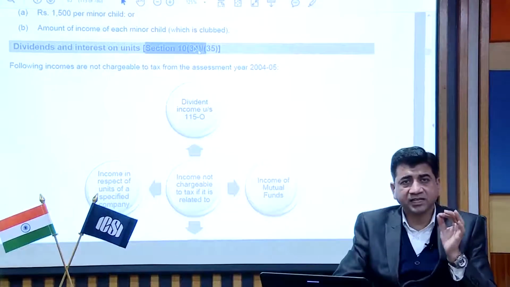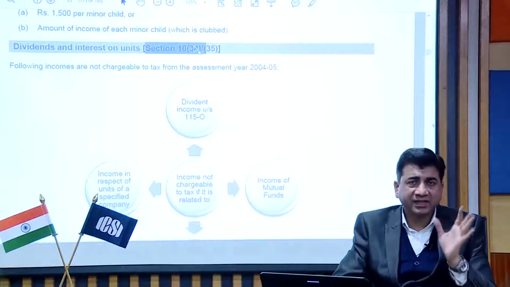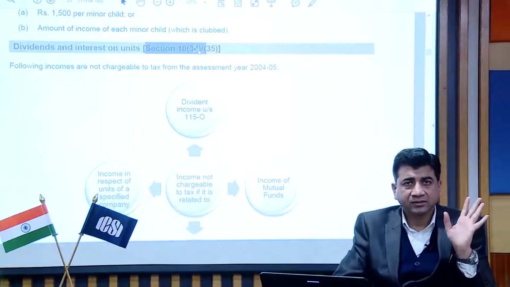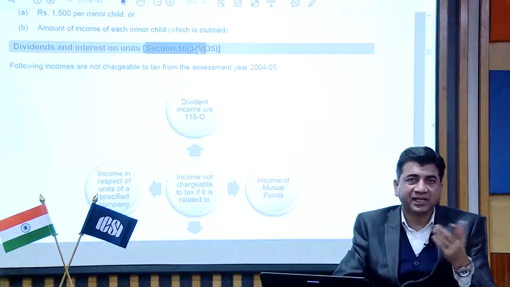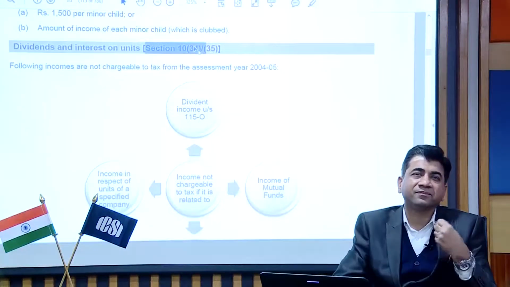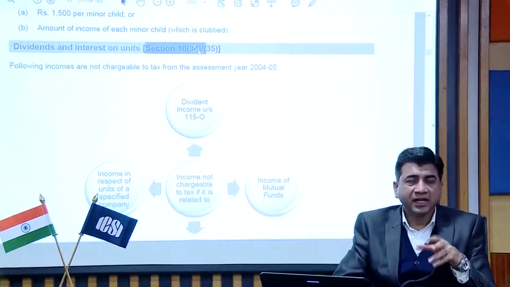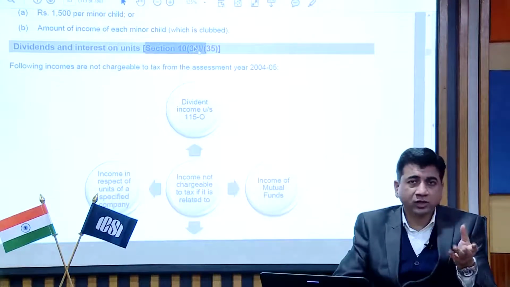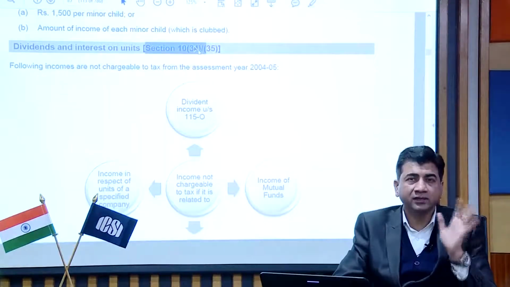Dividend from a domestic company in excess of 10 lakhs is taxable in the hands of recipient at the rate of 10%. And where 115BBDA is applicable, 10(34) is not applicable. Mind you, 115BBDA is not applicable for 2(22)(e), that's deemed dividend. To cut the long story short, 10(34) is now relevant only for 2(22)(e).